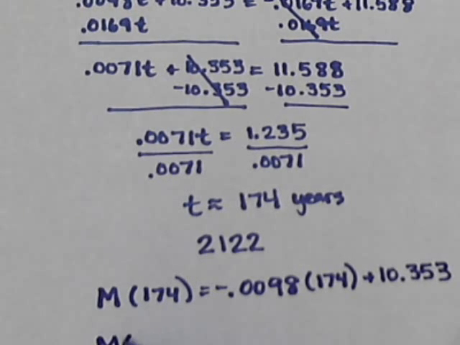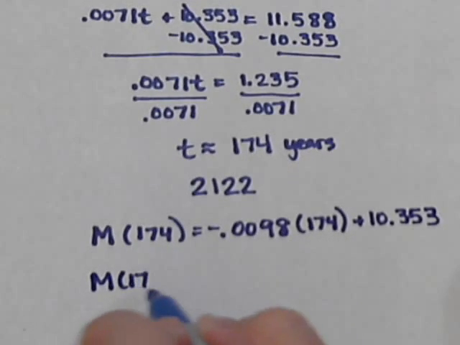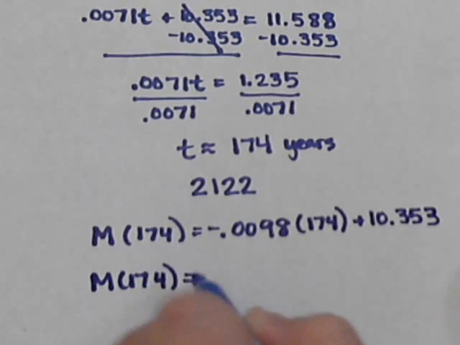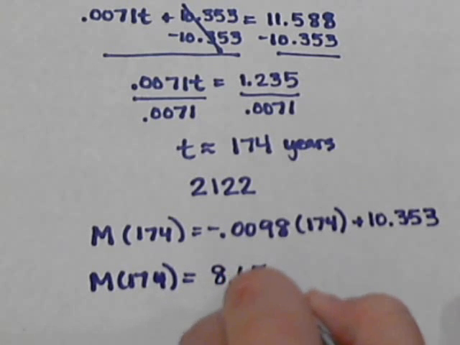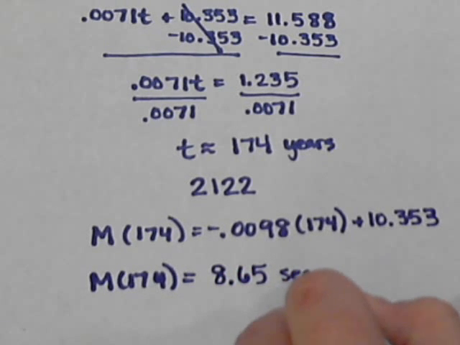And we simply calculate that out. So the male's time, 174 years later, is about 8.65 seconds. And if we calculated the women's time in the 174 years, we would get about the same answer, about 8.65 seconds.